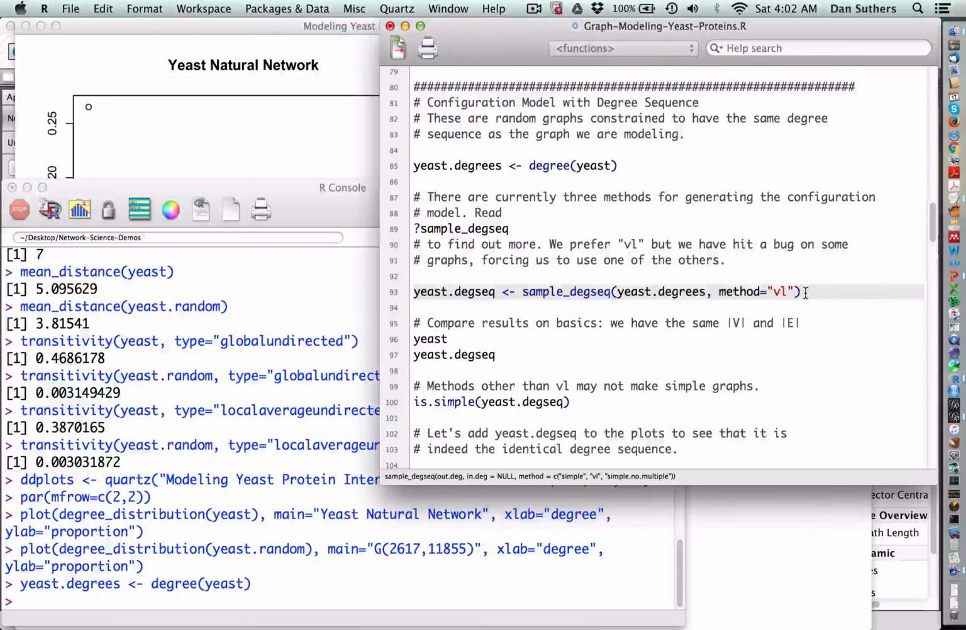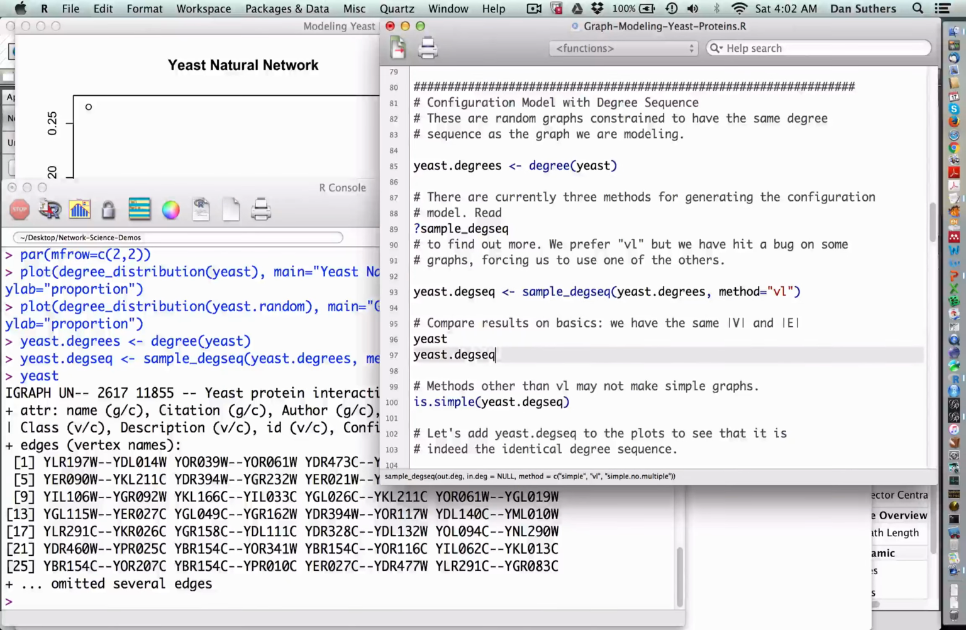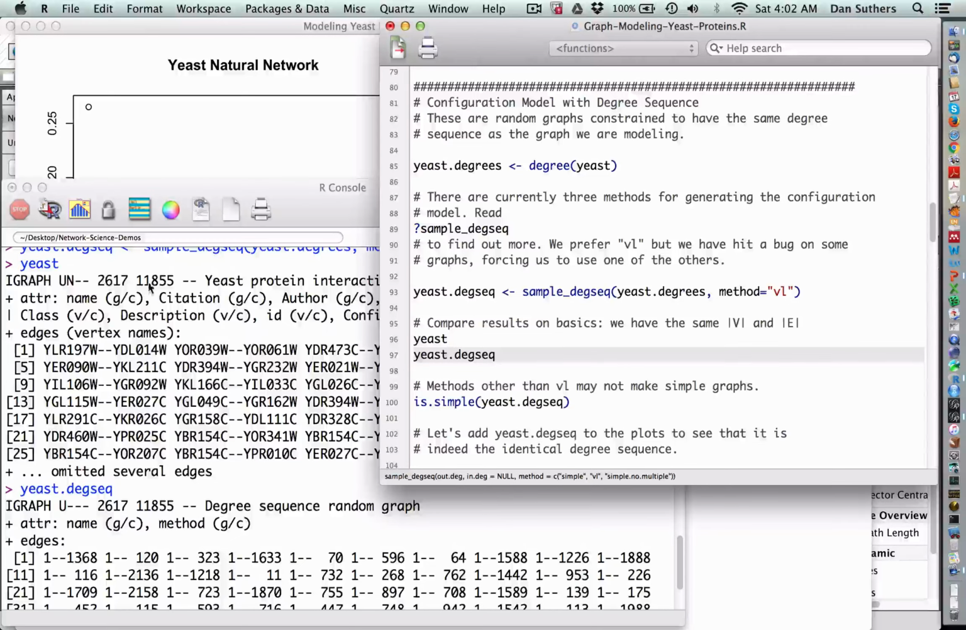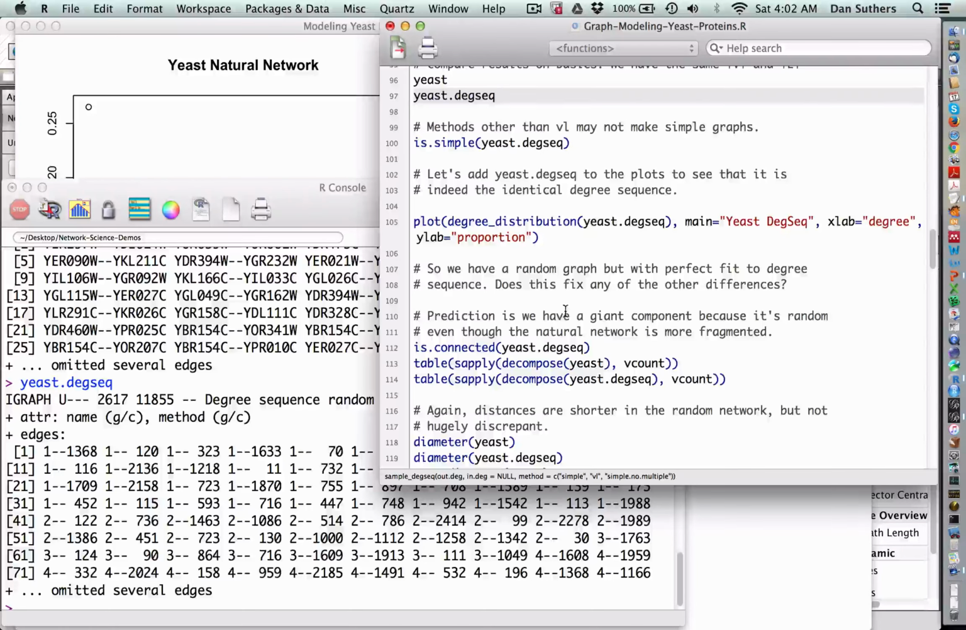I've encountered some graphs, including some that I assigned in this class, where it hits an error in igraph and you can't use it, and then you have to use one of the other methods. So experiment to see which one fits the best, but fortunately this one works. And so you can see if you compare our graph to the one we've generated, we've got the same number of vertices, same number of edges, but now it's a degree sequence random graph.